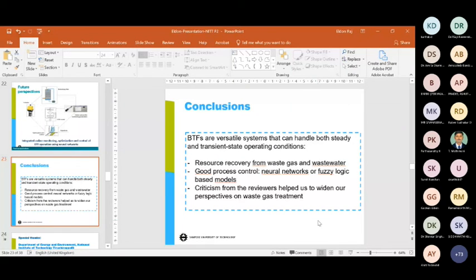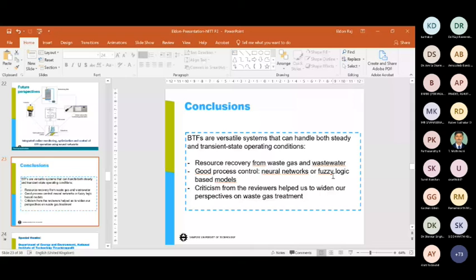And as I had mentioned, similar to VFAs, you can also recover many other value-added products from waste gases, and one of them is biobutanol, then biohexanol. Higher alcohols can be got from syngas. Okay, syngas is also a form of waste gas, which can be converted into different types of biofuels. And these biotrickling filters are quite robust. They have good process control. You can also apply then neural networks or fuzzy logic.